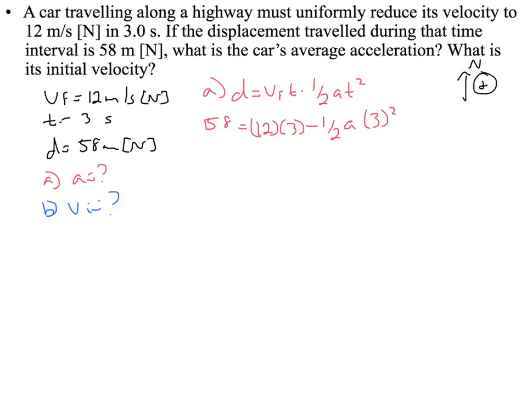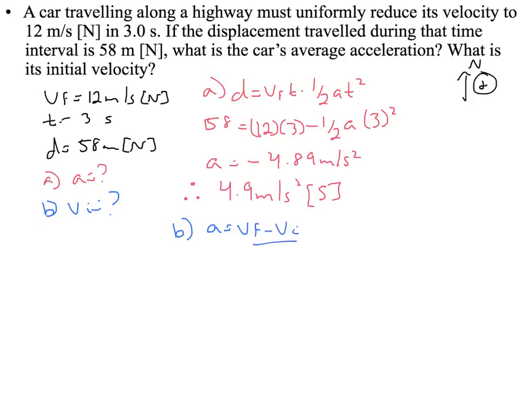We do some rearranging, A equals negative 4.89 meters per second squared. Now, since it's negative 4.89, we can therefore state, and since we need 2 sig digs, the acceleration is actually 4.9 meters per second squared south, because it's in opposition to motion. B asks us for VI. In this case, let's use the equation A equals, getting ahead of myself, VF minus VI over T.